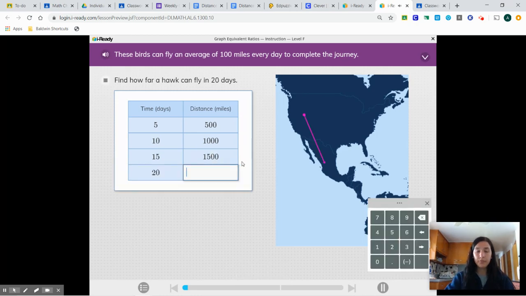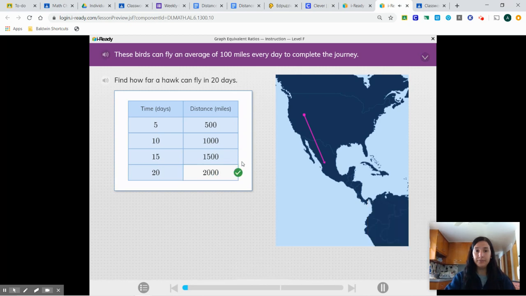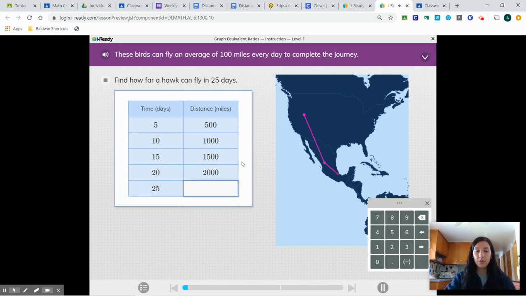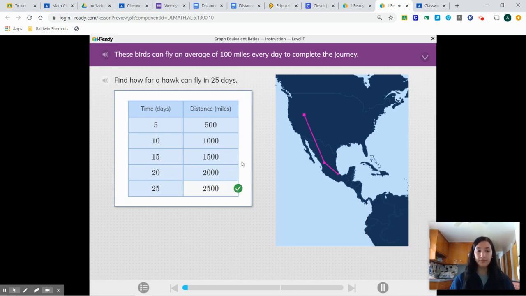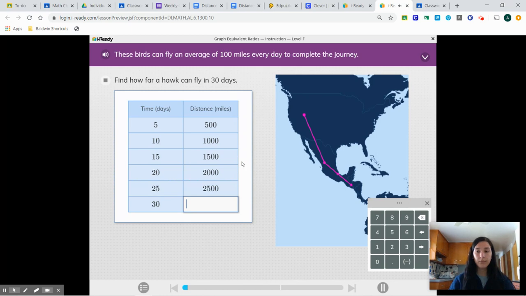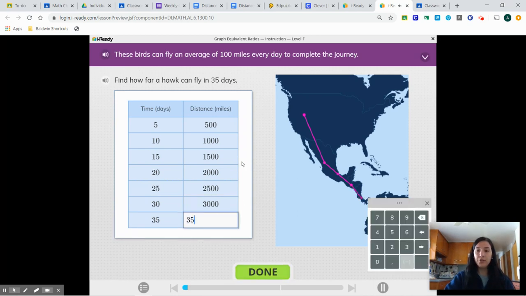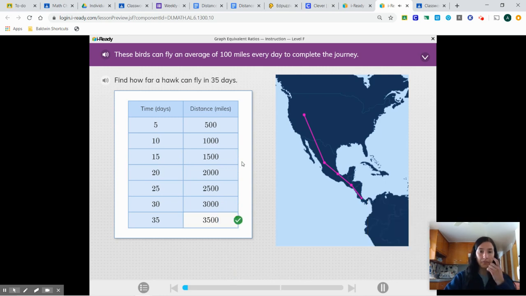Find how far a hawk can fly in 20 days. 20 times 100 will give us 2,000. Find how far a hawk can fly in 25 days. 25 times 100 will give us 2,500. Find how far a hawk can fly in 30 days. 30 times 100 will give us 3,000. Find how far a hawk can fly in 35 days. 35 times 100 will give us 3,500.